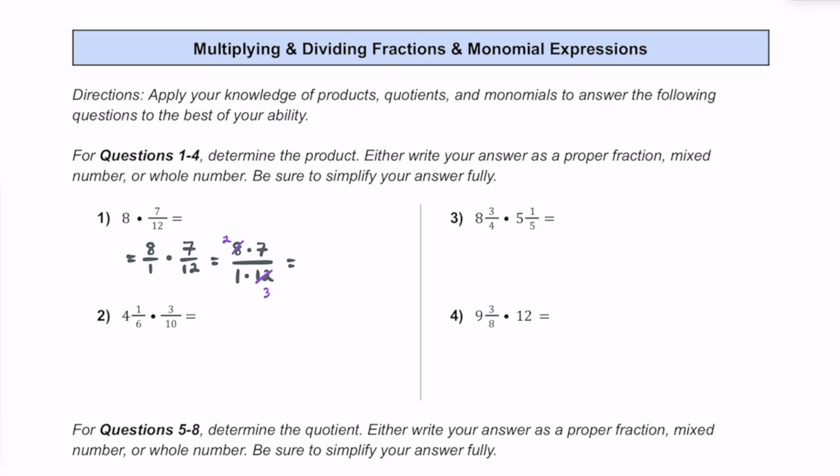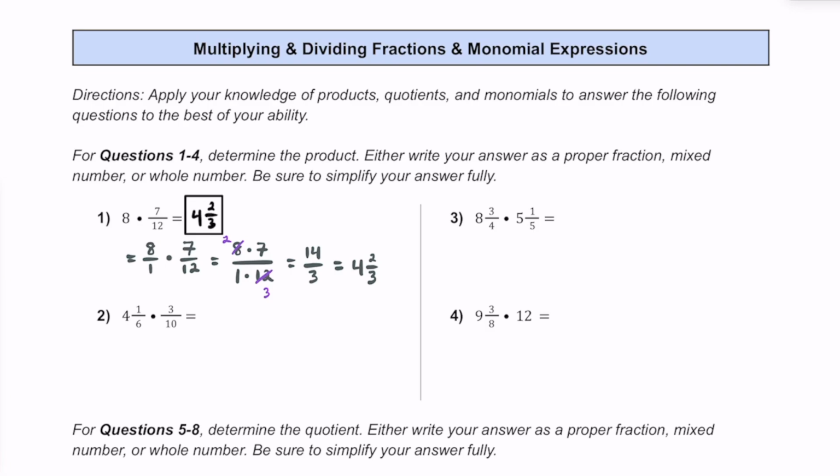Now 2 times 7 is going to be 14 on top, and then 1 times 3 on bottom is going to be 3. All right, now it says to write the answer as either a proper fraction, mixed number, or whole number. Because we have an improper fraction here, as a mixed number, we're going to say 14 divided by 3. 3 fits into 14 4 times. 4 times 3 is 12, so there's 2 away from 14, so it's going to be 4 2/3. So for our product, we're going to say it's going to be 4 2/3.